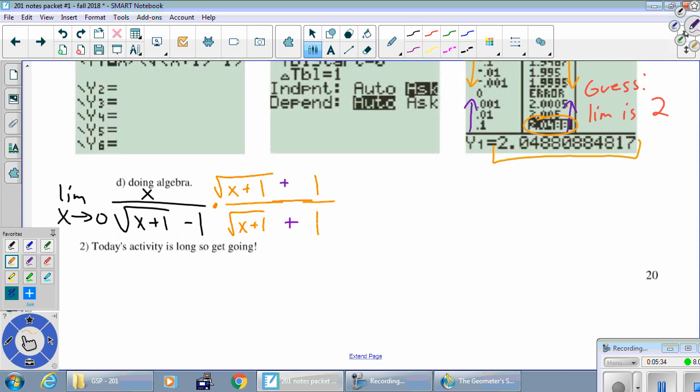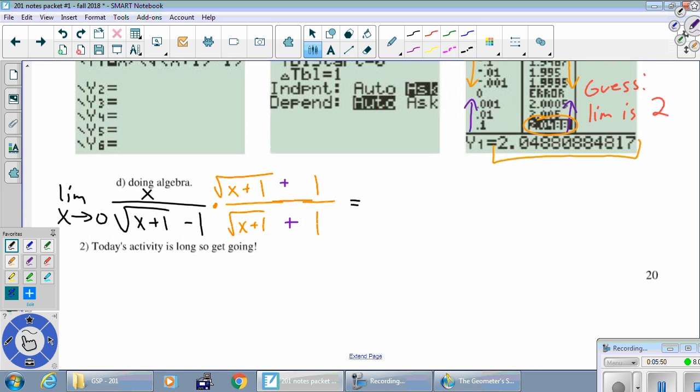So what have we done? Well, we've multiplied by 1, right? I mean, the top and the bottom of that new fraction are the same, so the value of that fraction is 1. And multiplying by 1 does not have any impact on the original problem. So it's still equal to what it was before. Whatever the limit was before, it's still equal to that same thing now.